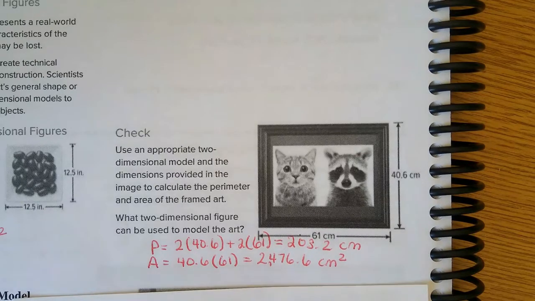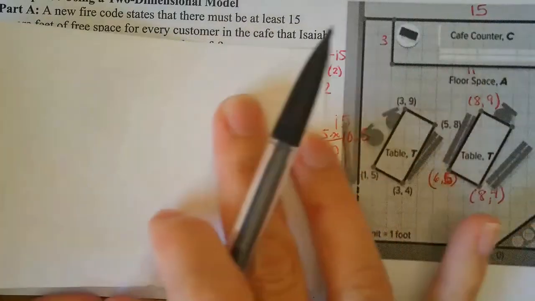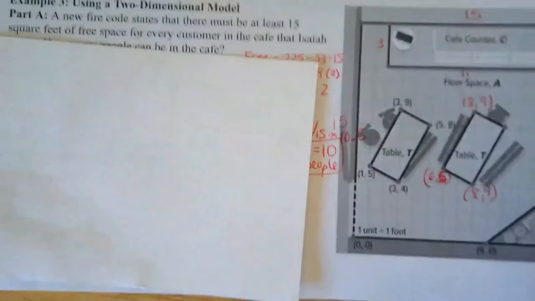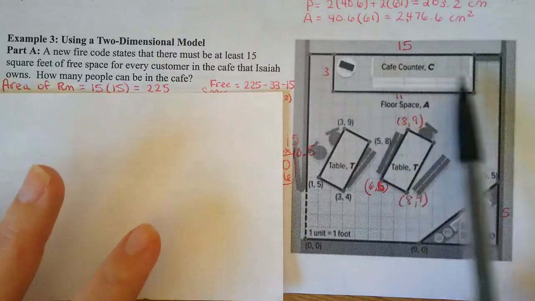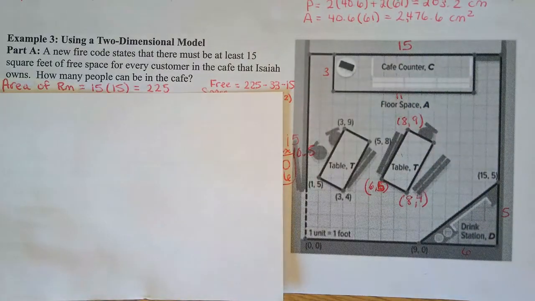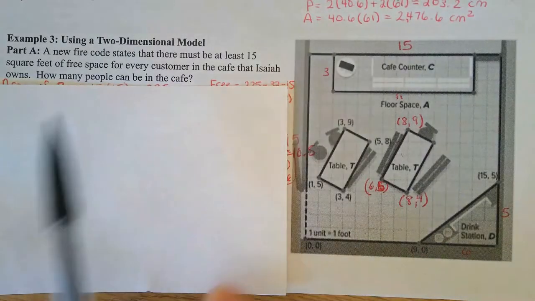2,476.6 centimeters squared. Now, the whole point of why they practice you doing all of that is so that you can apply it to a real-world situation. So down here at the bottom, you see a picture of a cafe, okay? And you've got tables, you've got a counter, and then you've got a place over here where you come get your drinks.